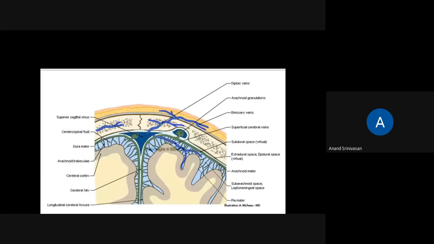So here you can see the picture showing the meninges. Let me see what all is here. This is the skull, and this is the cerebral cortex. Here you can see the outermost layer, which is the dura mater. The green colored part is the arachnoid mater, just below the dura mater.